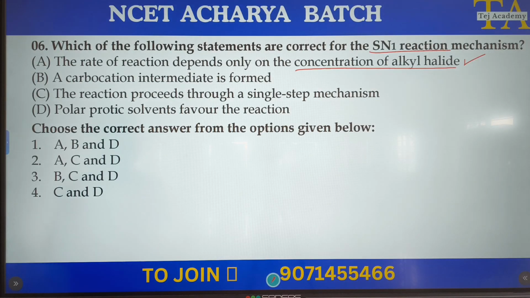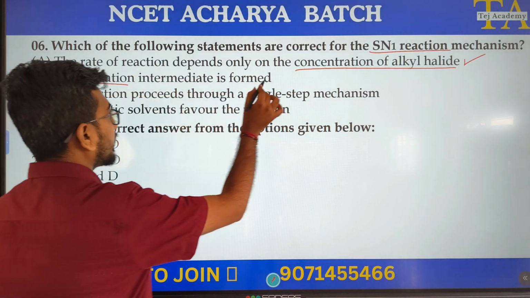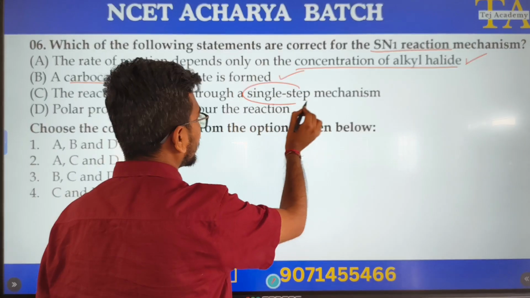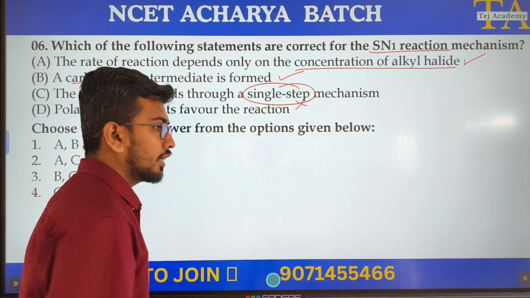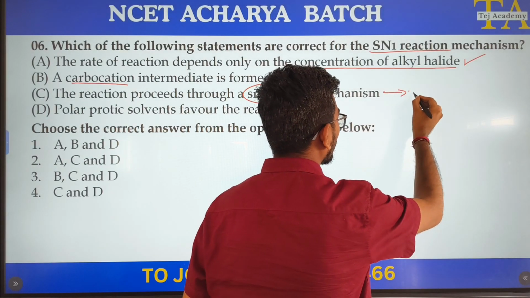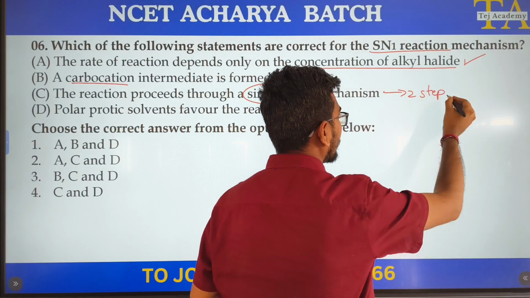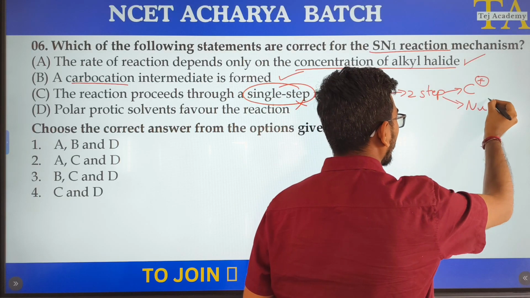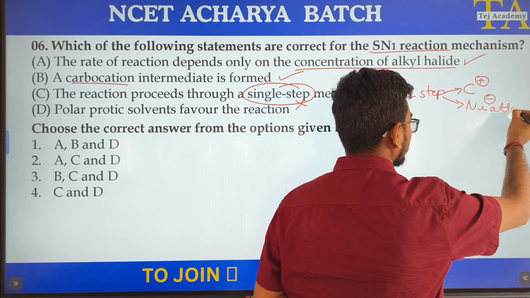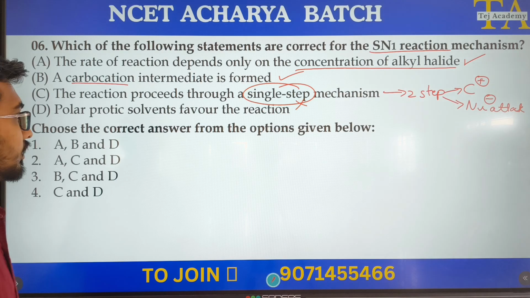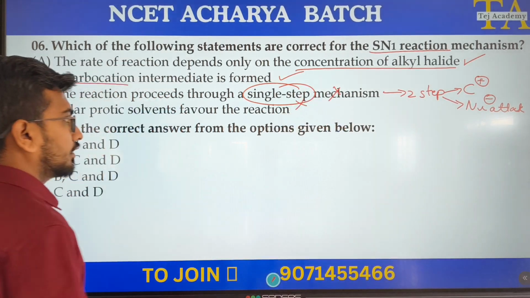Second one, a carbocation intermediate is formed. So carbocation formation is also there in the SN1 mechanism. The reaction proceeds through a single step. So this is the wrong option. See here, the SN1 mechanism is a 2-step process. First one, formation of carbocation, and second one, nucleophile attack. So the third option, option C, is not correct.